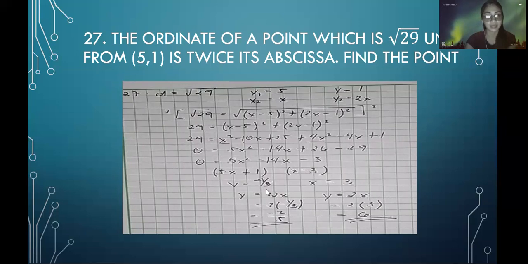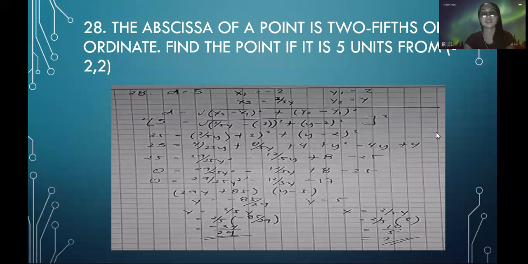So again, same as here, we're going to substitute the value of x. So the formula is y equals to 2x. So the value of x is equals to 3. So 2 times 3 is equals to 6. So the point is negative 2 and positive 6.